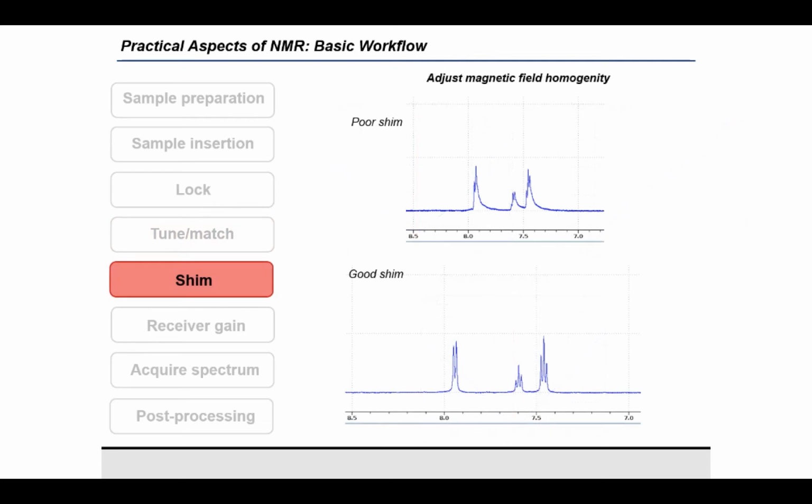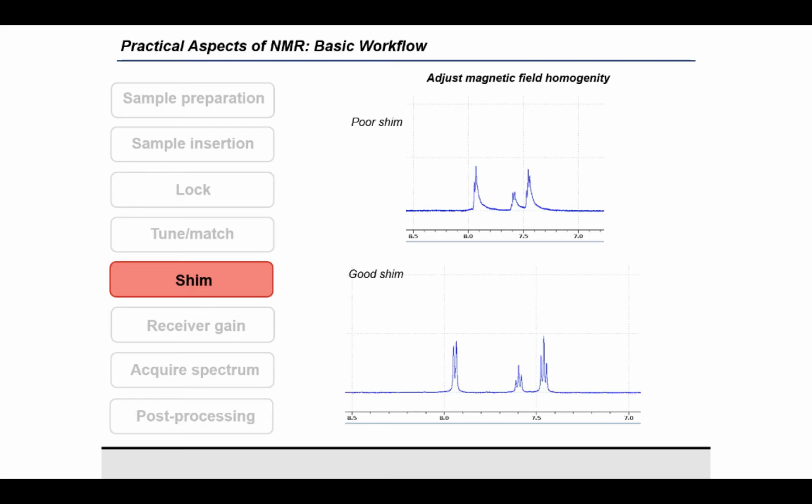So once we've done all of this, the next step is to shim the magnet. Shimming it is basically adjusting the homogeneity of the magnetic field so that it's completely homogeneous throughout the whole sample. Because if it's not homogeneous, every bit of the sample will be experiencing a slightly different magnetic field, and that will lead to broadening in your overall spectrum.